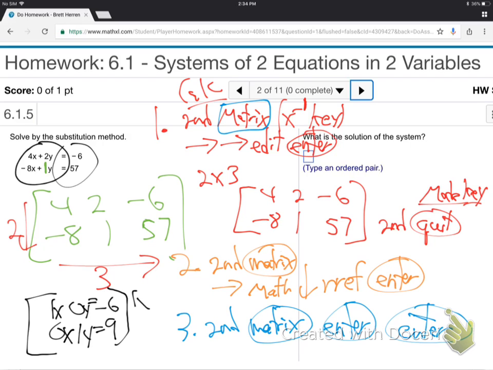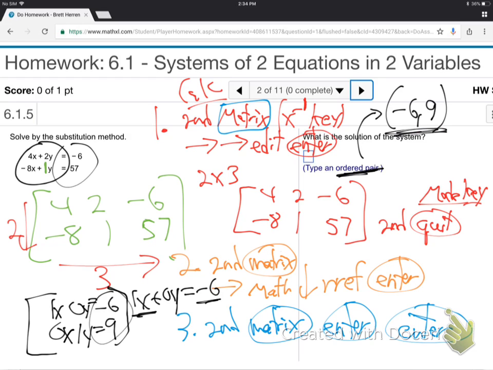It's saying 1x plus no y is negative 6, which is a fancy way of saying x is negative 6. These are your two answers. That's x and y. The x is negative 6, the y is 9. You're done. Type those answers in. Now, it wants you to type them in as an ordered pair. It wants parentheses, 2 numbers with a comma. Negative 6, comma 9. That's the answer it wants.